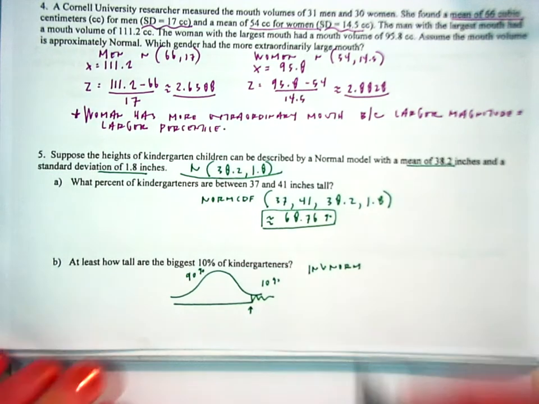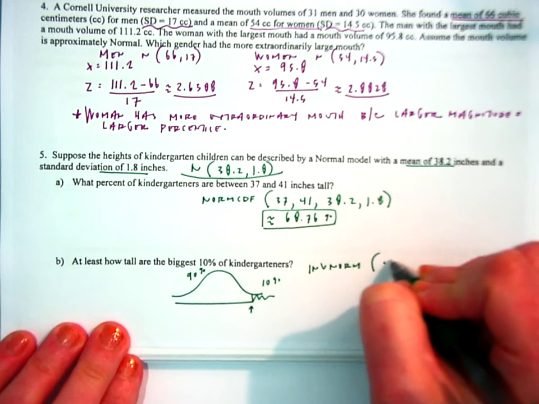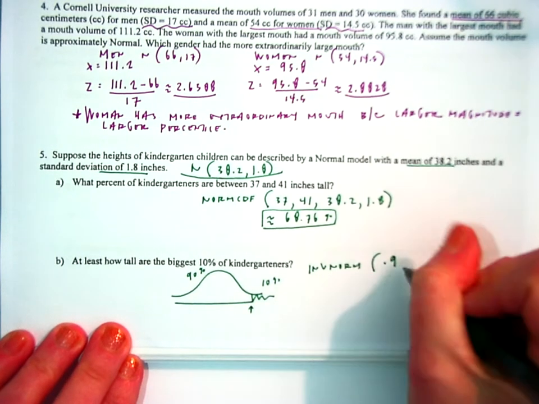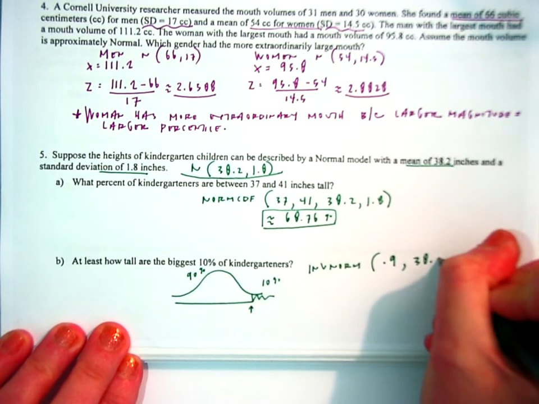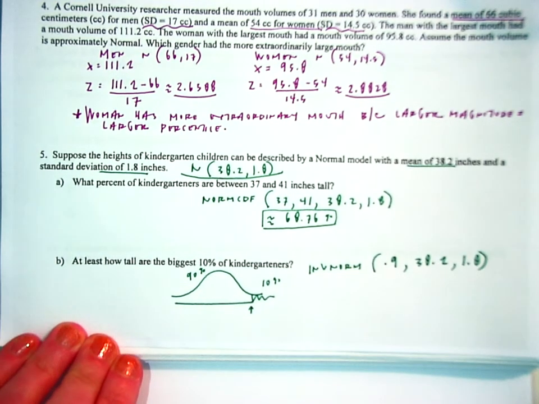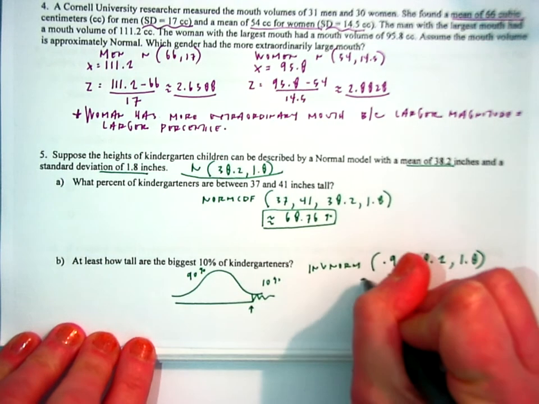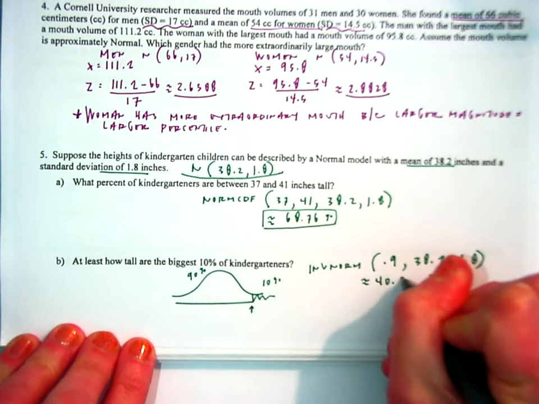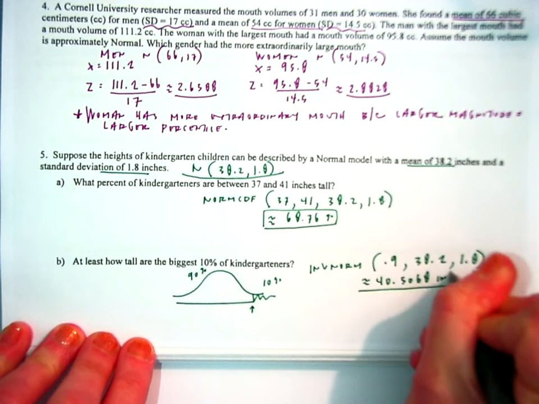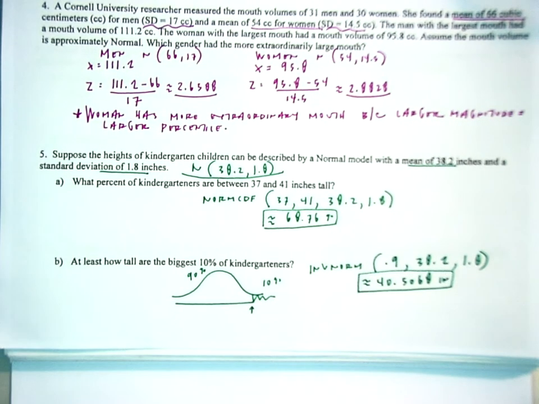So here I'm entering inverse norm. Here is the proportion below, the 0.9, that's the area below, the proportion below. And then the mean, 38.2, and the standard deviation of 1.8. So when I plug that in, that's going to produce the actual observation. So it's going to produce for me about 40.5068 inches. Okay, so many shortcuts now, so exciting. All right, let's flip it over or turn to the second sheet.